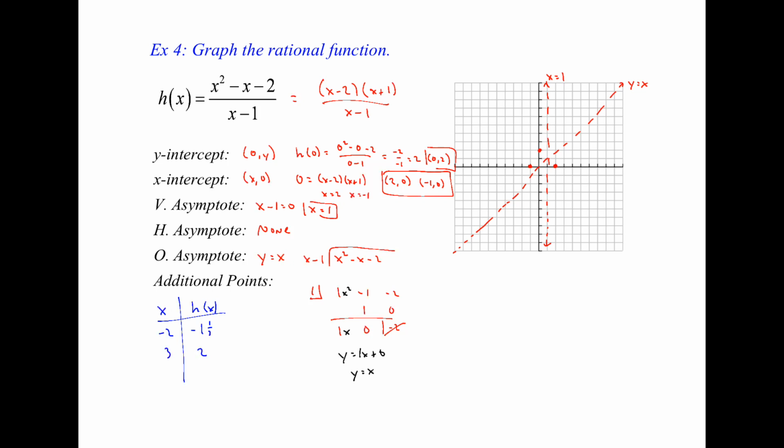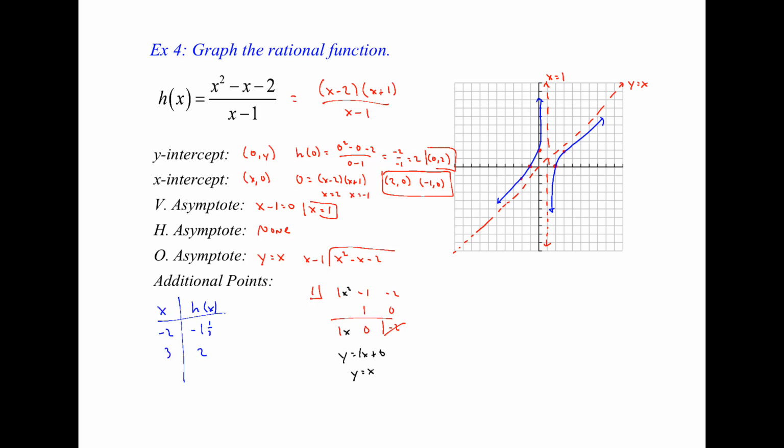So I found a couple more. At -2, it's at -1 1/3. And then at 3, it's at 2. So maybe I could get one more potential point on that other side there, but this will work in terms of getting the sketch. So as we sketch this, you can see it's going to get close here and here to the oblique asymptote, and same thing on this side, it gets close and then goes close to the vertical asymptote.